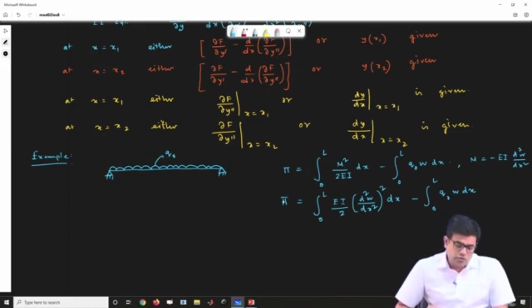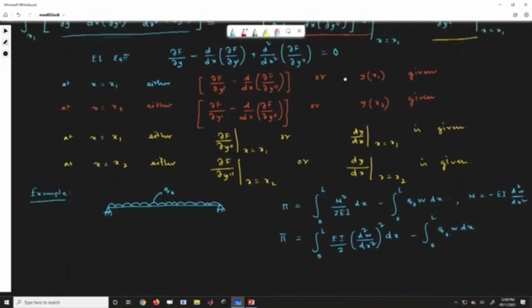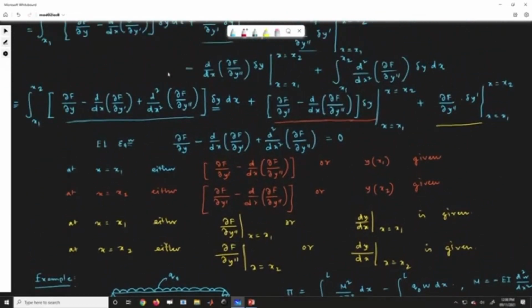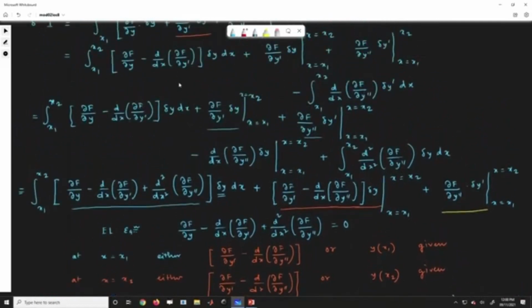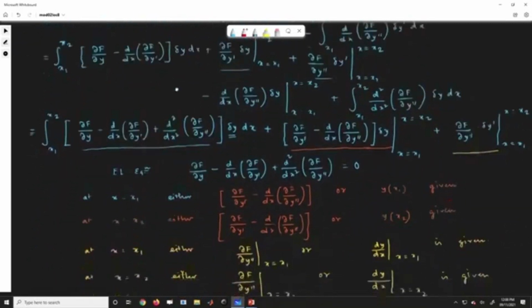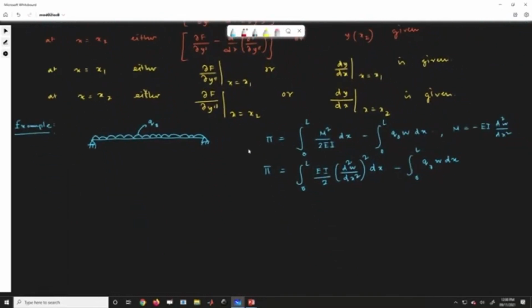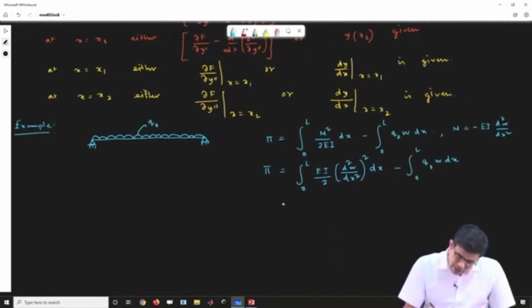Now, to use the previous result, that is our Euler-Lagrange equation, if you carefully see, our functional f is given. So, I can just take those quantities inside the integral and then integrate. So, for instance, I can take this thing, integral 0 to L.